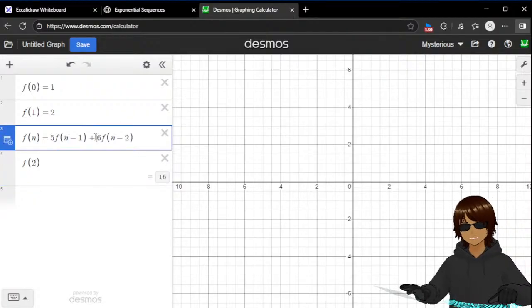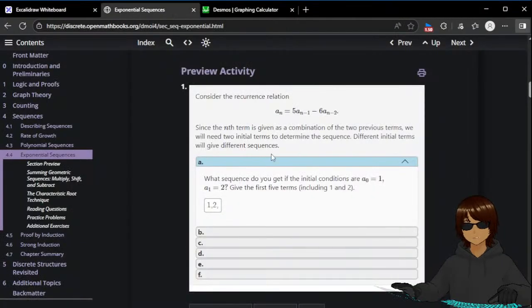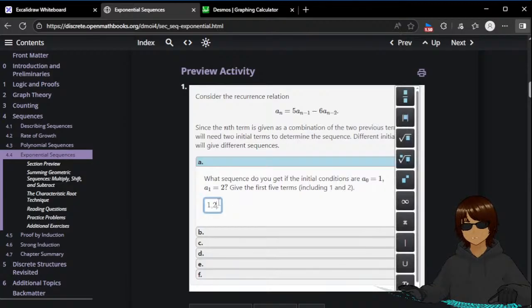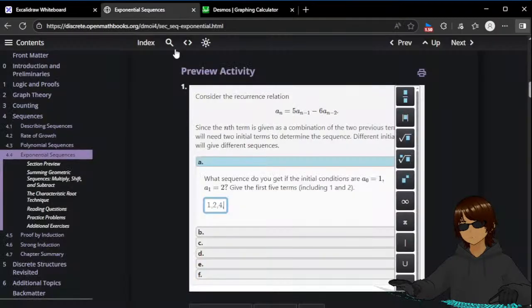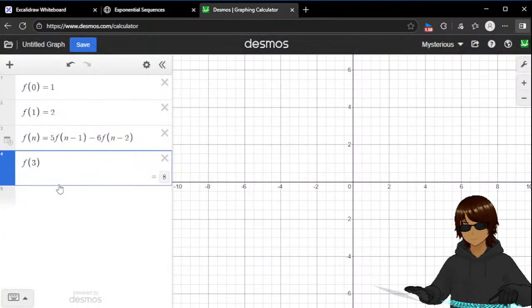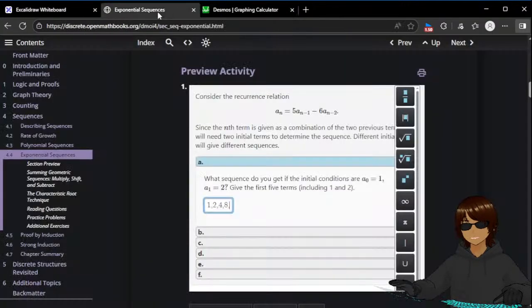Let's just manually check it. So they want A3, 5 A2 minus 6 A1. 5 times 2 is 10. Then minus 6, which gives 4. A3 is 8. 8 and then 16.